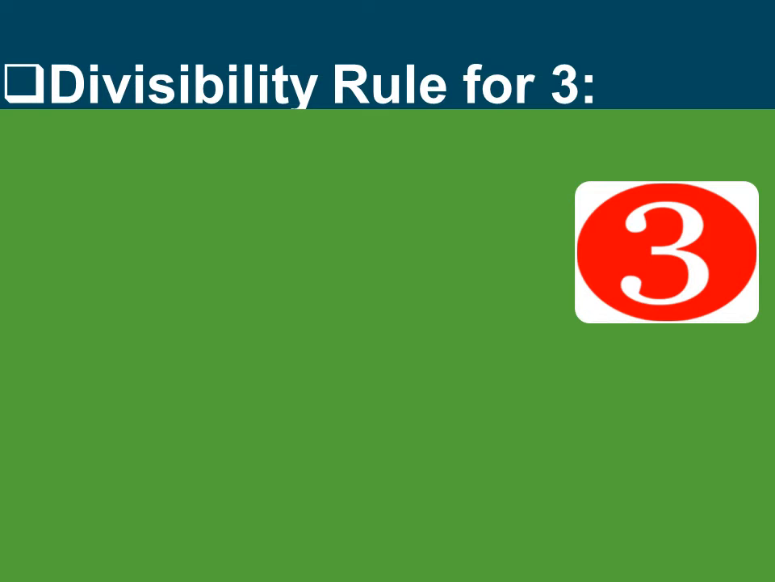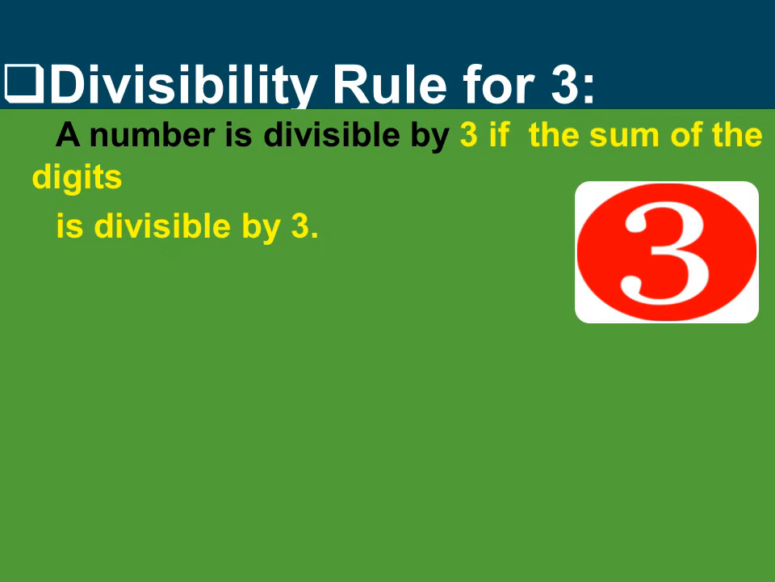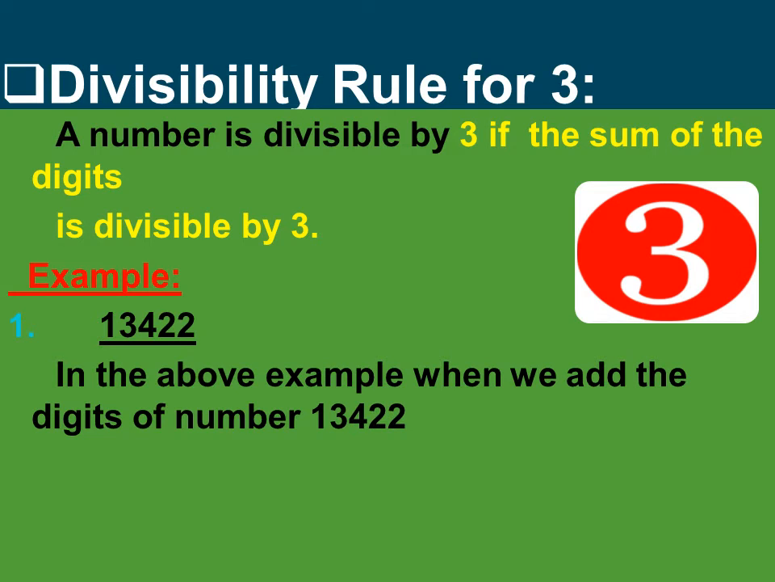Now dear students, divisibility rule for 3. Let's see. A number is divisible by 3 if the sum of the digits is divisible by 3. Let's see this example. In this example, we have a large number.